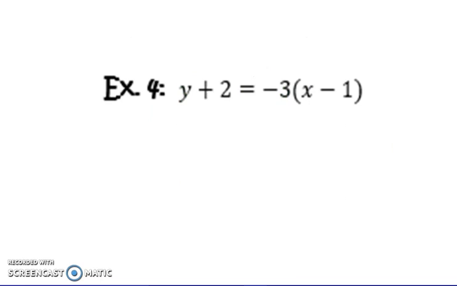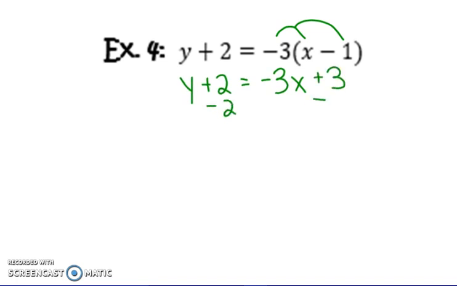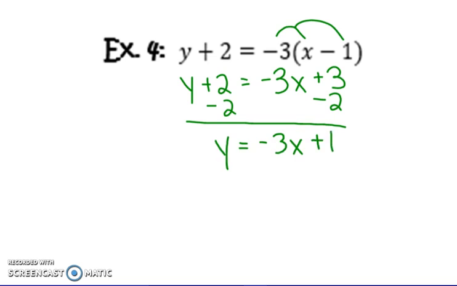Our last example, I have point-slope form. Now I just need to turn it into slope-intercept form. So, my first step, we're going to distribute. So, y plus 2 equals -3x. A -3 times a -1 is a positive 3. Subtracting 2 on both sides gets my variable y by itself, and I'm left with y equals -3x plus 1, where -3 is my m and plus 1 is my b, or my y-intercept.